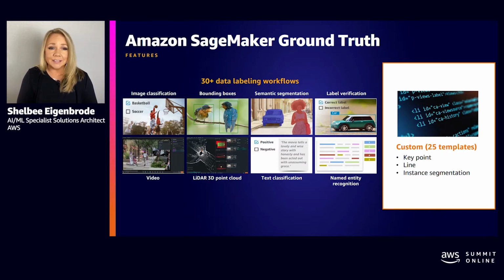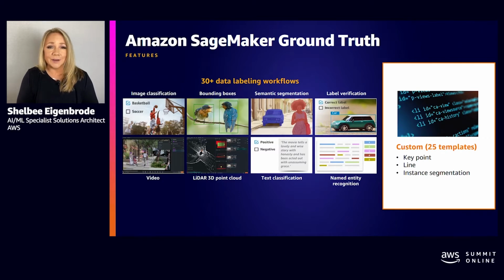For vision use cases, Ground Truth has built-in labeling workflows specifically for computer vision, including things like image classification, bounding box, semantic segmentation, video labeling, and LiDAR 3D point cloud. For natural language processing, Ground Truth has built-in workflows for text classification, single label, multi-label, as well as named entity recognition. And you can also create custom workflows using 25 custom labeling templates. And custom templates can also even allow you to bring your own custom labeling application to Ground Truth.